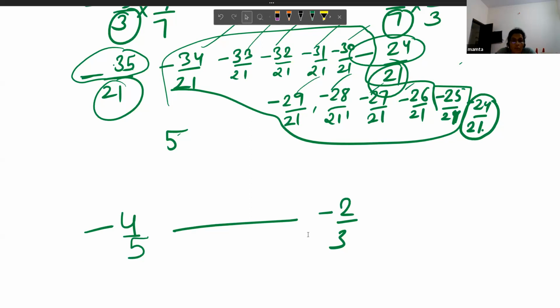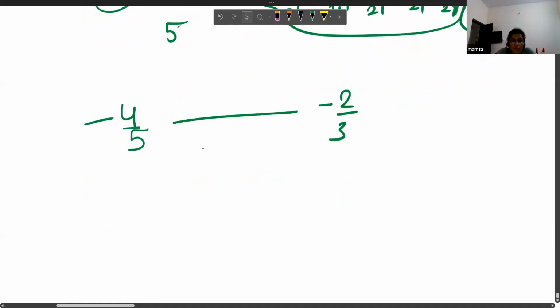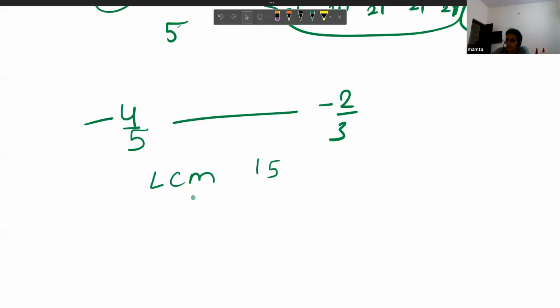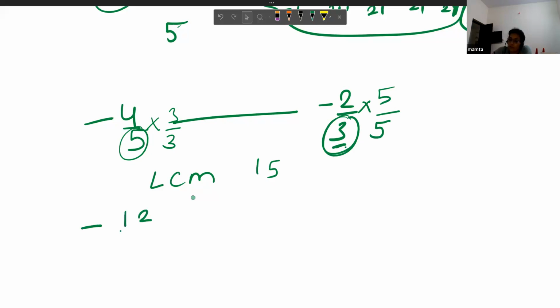How will you do this question? 4 by 5. What is the LCM? Ma'am, 15. So how will you make this denominator 15? By multiplying with 3. You have to make only the denominator equal to 15, not the numerator. By multiplying 5. So minus 12 by 15 and this is minus 10 by 15.